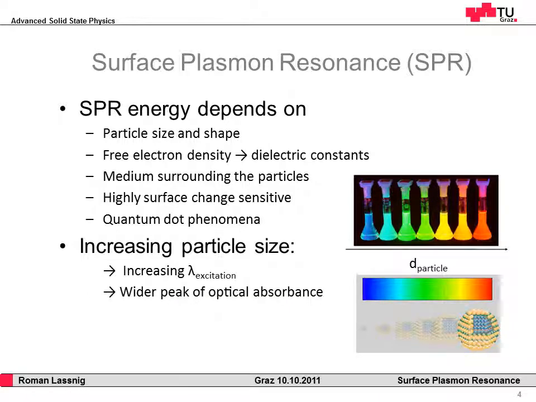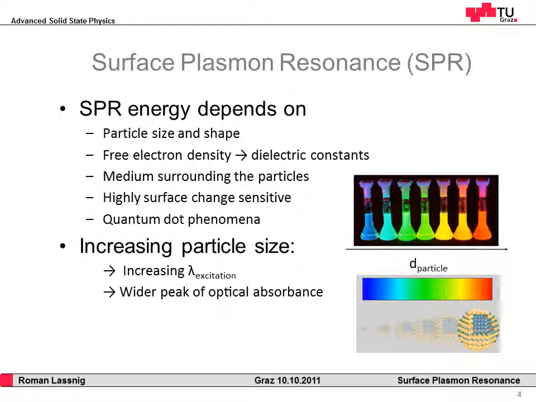What defines the energy of surface plasmon resonance? There are some parameters of the usually spherical particles that affect that. That's in general the size and the shape. And then it's very surface electron density sensitive. So if you change the dielectric constants, if you change the media, if you change the surface in any way, you get a different type of resonance and different resonant frequencies. And because you have small particles, the smaller the particle you get also quantum dot phenomena. So you get really precise wavelengths for re-emission.